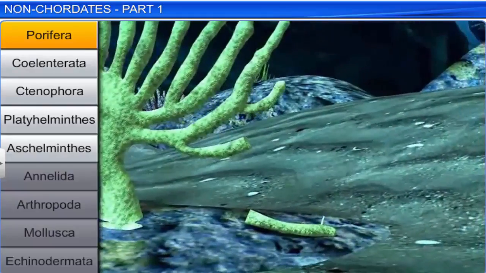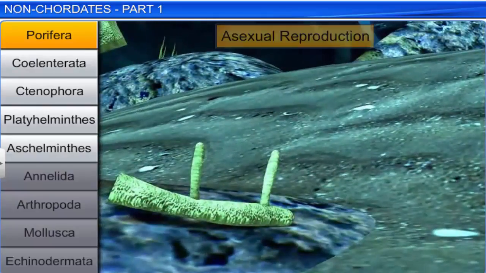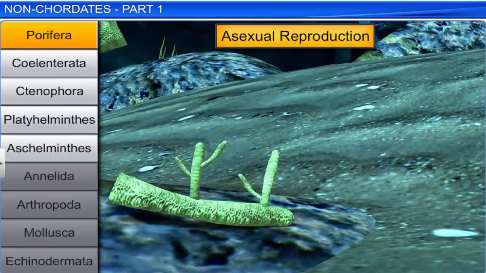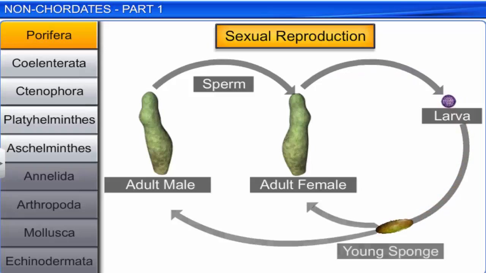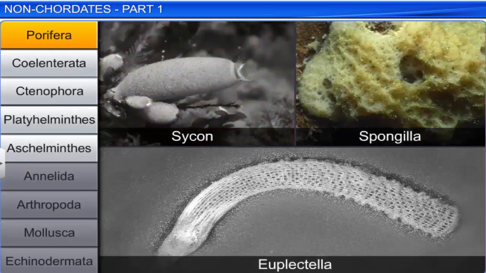Sponges are hermaphrodite, and they reproduce asexually by fragmentation as well as sexually by formation of gametes. In sponges, fertilization is internal with indirect development. Scypha, spongilla, and euplectella are some common examples of sponges.